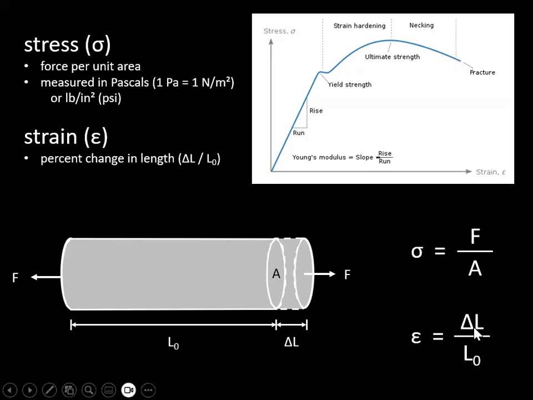Let's see. Oh, here it is right here. Epsilon, strain: change in length over original length. It was 100 meters long. Now it's 98. So what was the change? 2 centimeters, right? Going from 100 down to 98. That's a change of 2 centimeters.